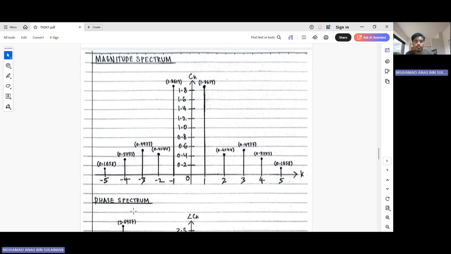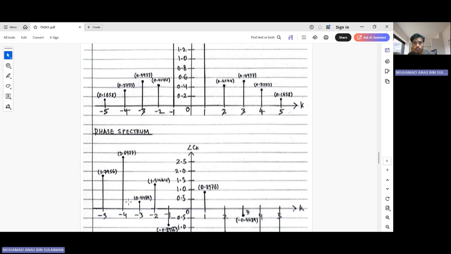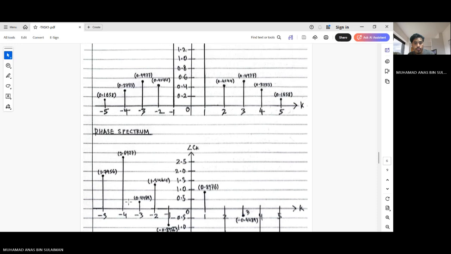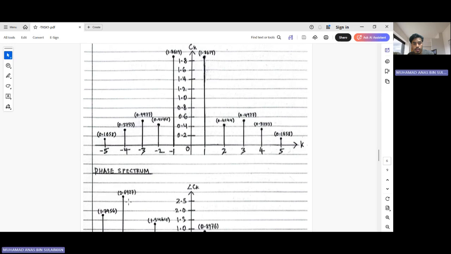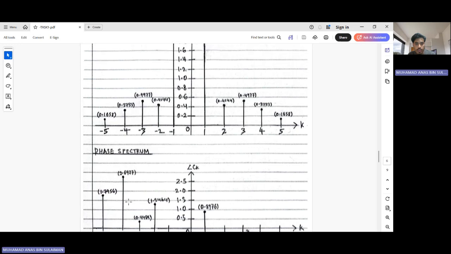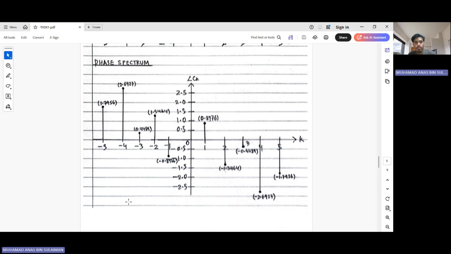Last but not least, the graph of the magnitude spectrum and phase spectrum shows almost the same result as MATLAB. The values may be slightly different, but the shape of the graph is almost the same as the manual calculation. That's all from me. Thank you.